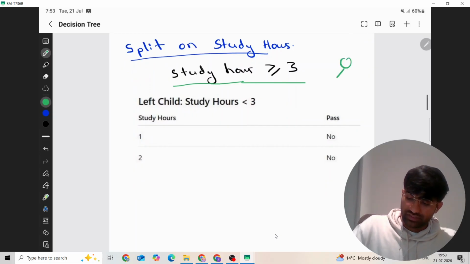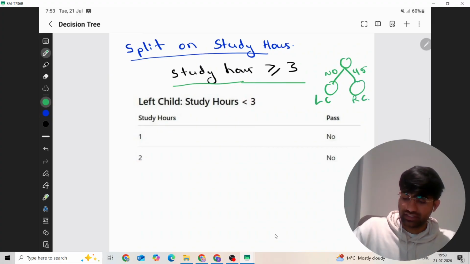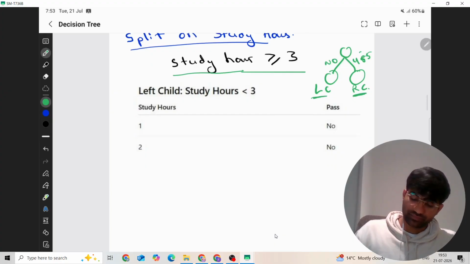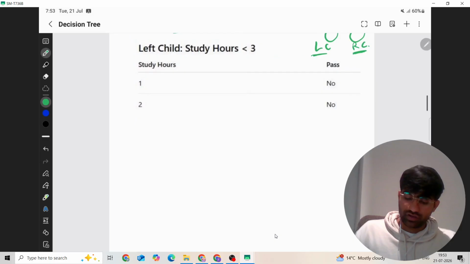This is no child. This is left child. And for study hours greater than or equal to 3, yes, it is the right child. If it is less than 3, it is the left child. So let's make the calculation for the left child.